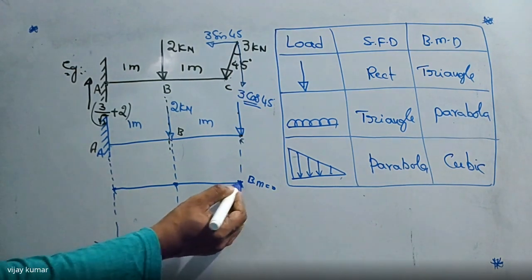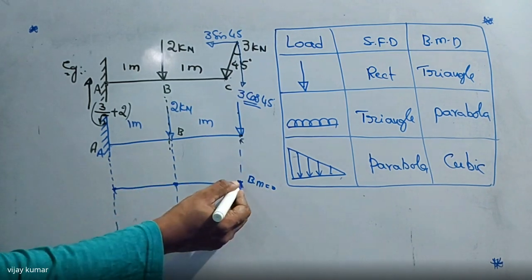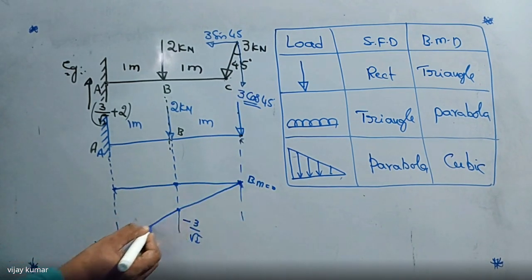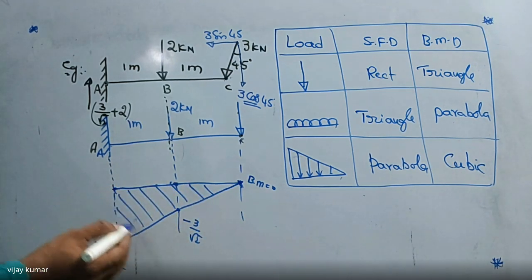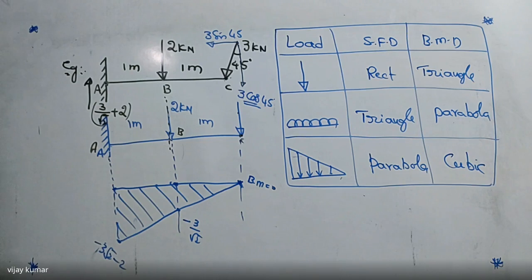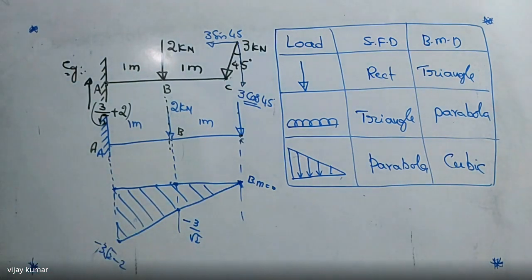So how to join these 2 points here? How to join these 2 points linearly? Why? Because it is a triangle here. So this is the bending moment diagram. Did you get my point or not? So this value is always more than this value. Did you get it? So this is the way of drawing the bending moment diagram for this case.